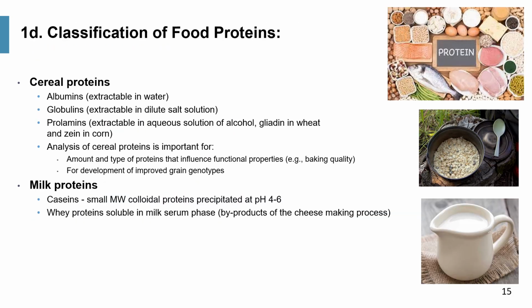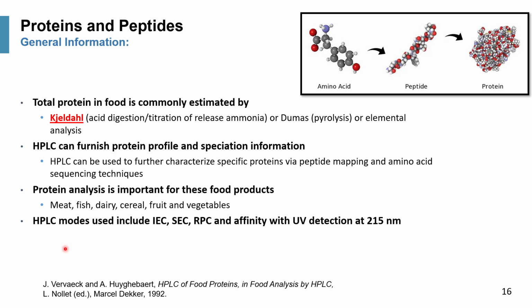Next is a classification of food proteins. Shown here are various cereal proteins, from albumin and globulin, and also milk proteins such as casein. Total protein is commonly estimated by the Kjeldahl method, which uses acid digestion to release ammonia that is titrated by acid-base titration. However, HPLC can furnish definitely more about the actual speciation of protein and the protein profile information.